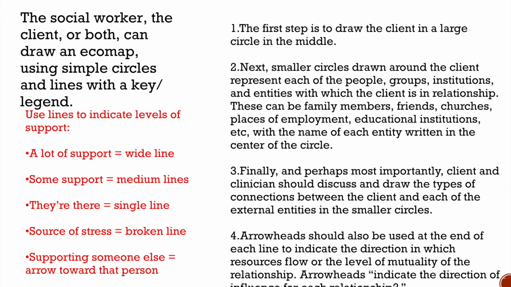The social worker, the client, or both can draw an eco map using simple circles and lines with a key. Below you can see examples of what a key legend will look like and describe. As we move to the right, the first step is to draw the client in a large circle in the middle. Next, smaller circles drawn around the client represent each of the people, groups, institutions, and entities with which the client is in relationship.